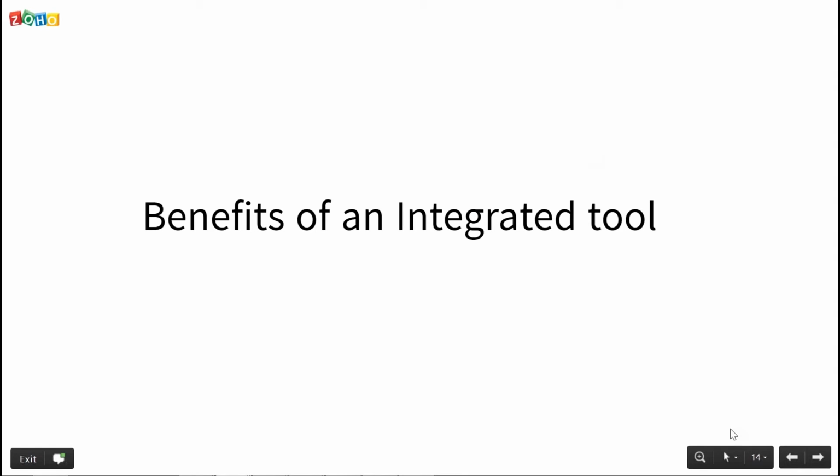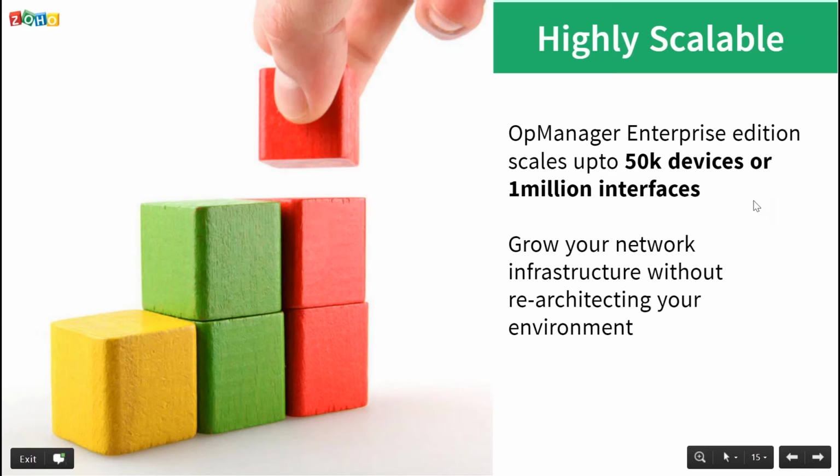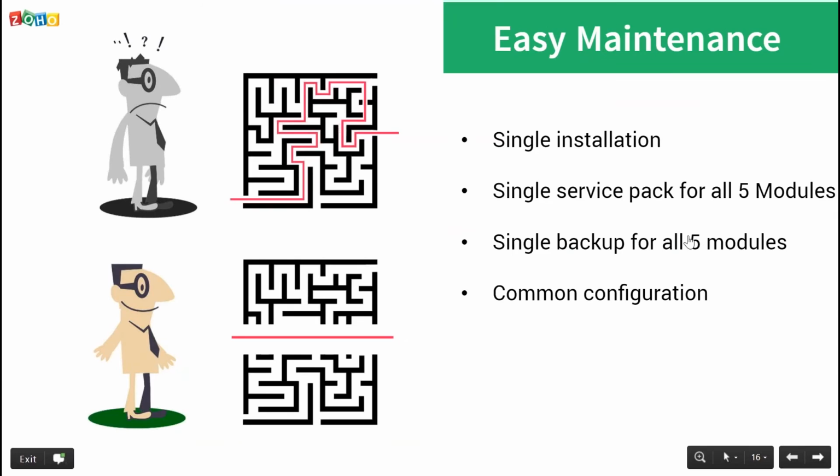So with that, we'll go ahead and see the benefits of having an integrated tool. It's highly scalable with OpManager Enterprise Edition. You can scale up to 50,000 devices or 1 million interfaces. You can grow your network infrastructure without re-architecting your environments. It's easy to maintain because it's a single installation.